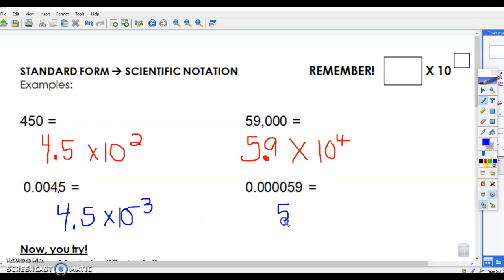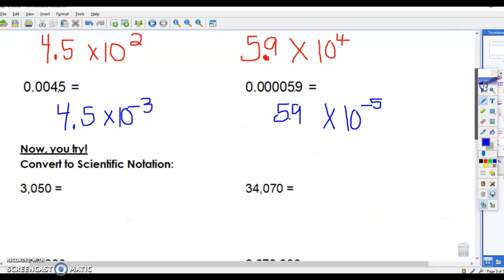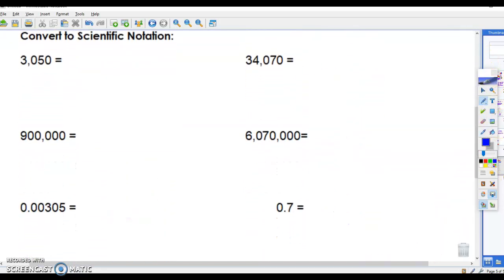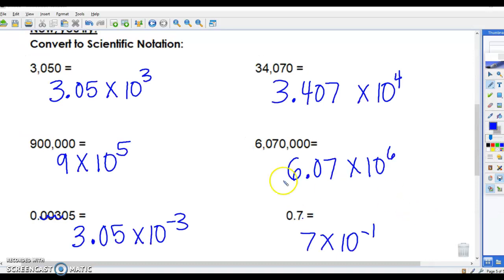Same thing here. 5.9 times 10. And how many times do I have to move left? 1, 2, 3, 4, 5 to get this number back to my original number. All right, you try the bottom and then check your answers after you pause the video. Okay, guys, how'd you do?